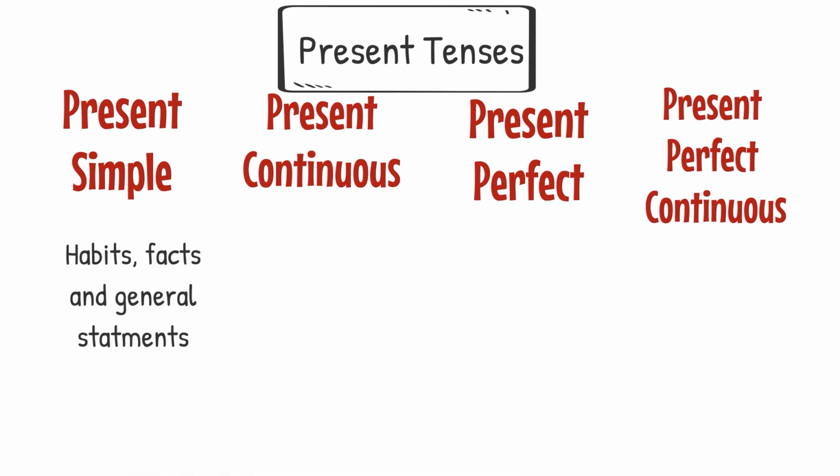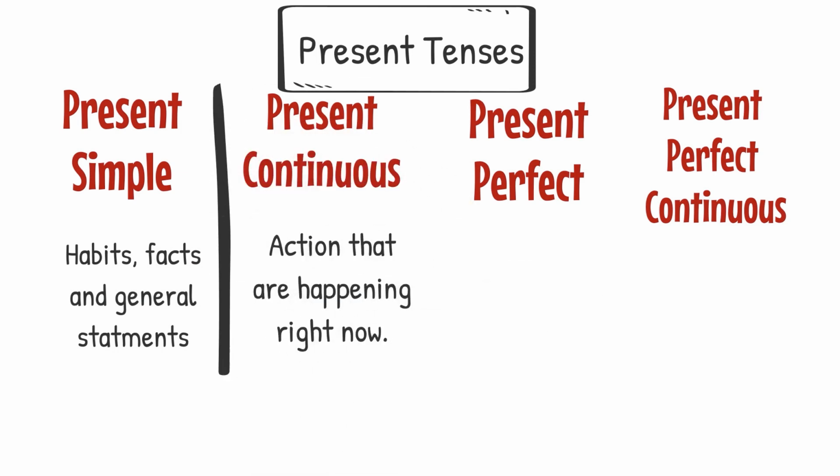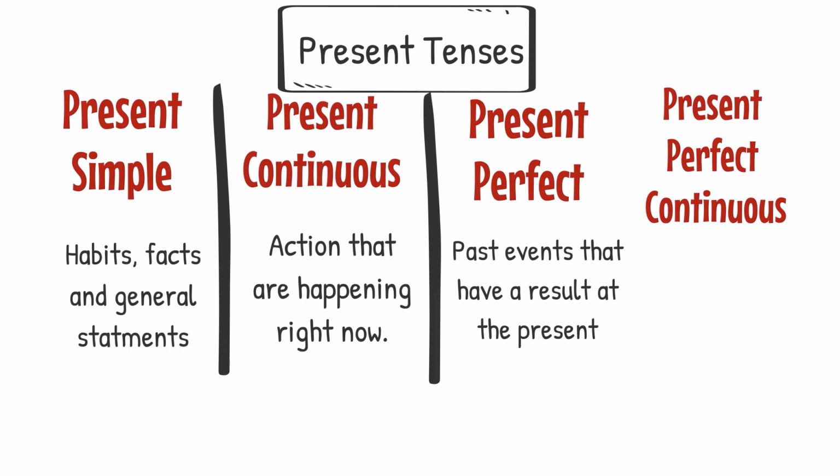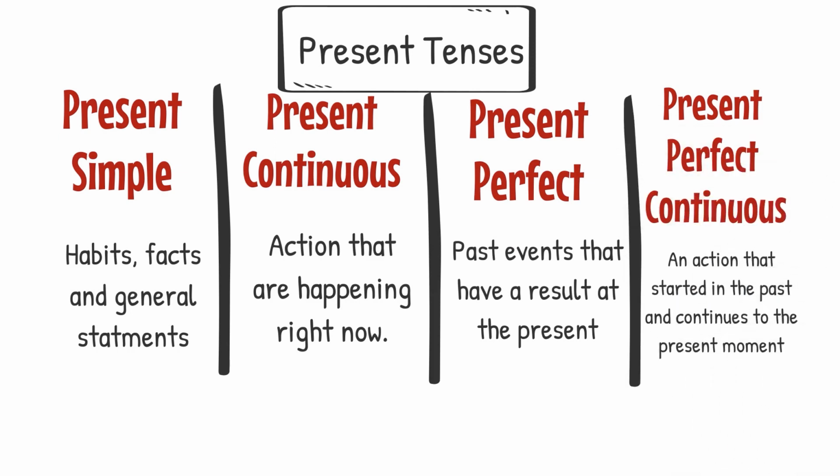The first one is the present simple tense, and it's very easy. It is used to talk about habits, facts, and general statements. Present continuous tense describes an action that is happening right now. The present perfect tense, we use it to talk about past events that have a result at the present. The present perfect continuous tense is used to describe an action that started in the past and continues to the present moment.